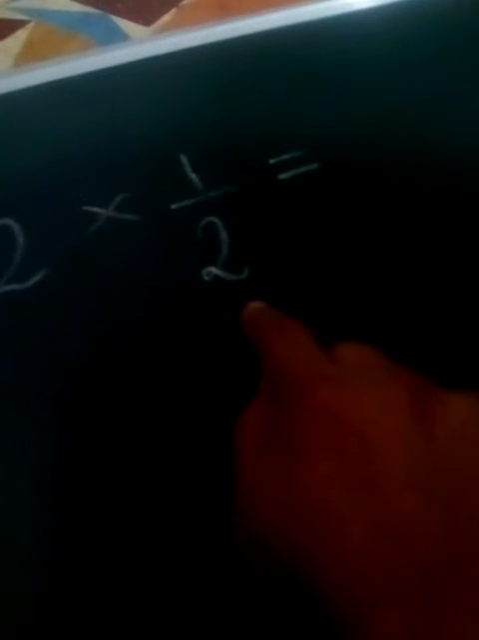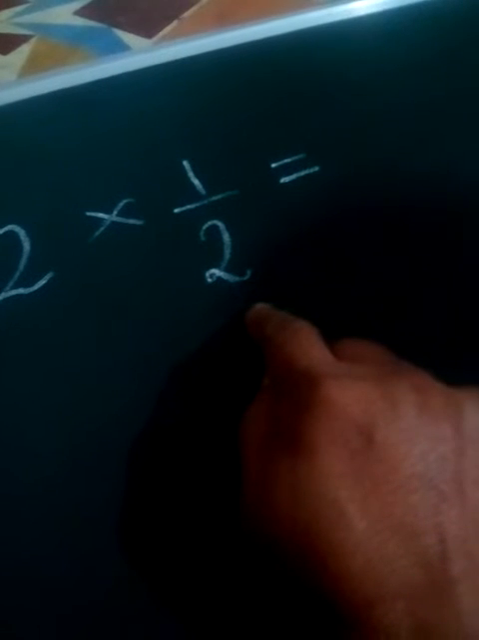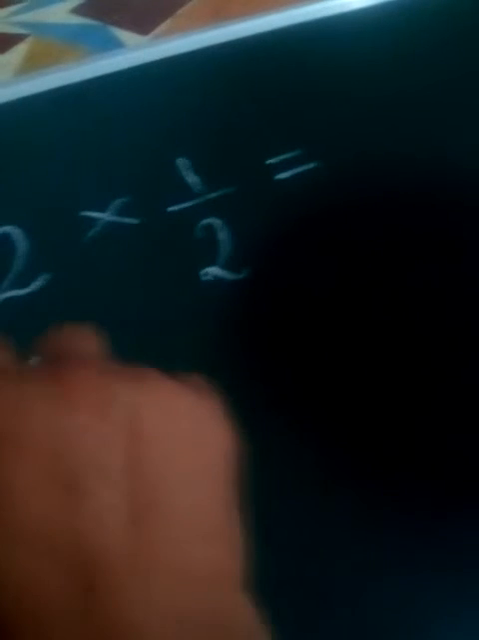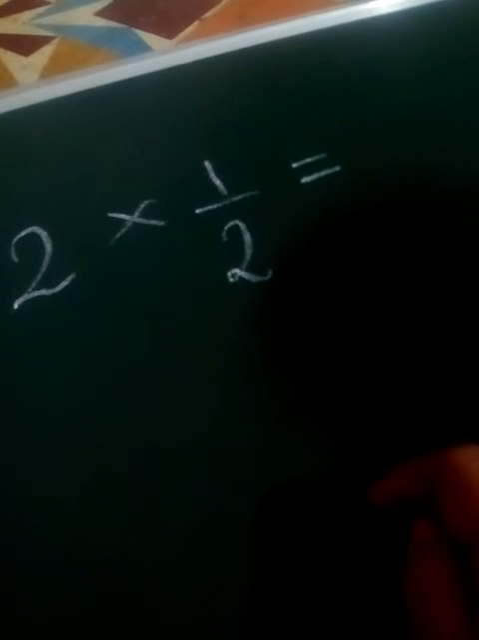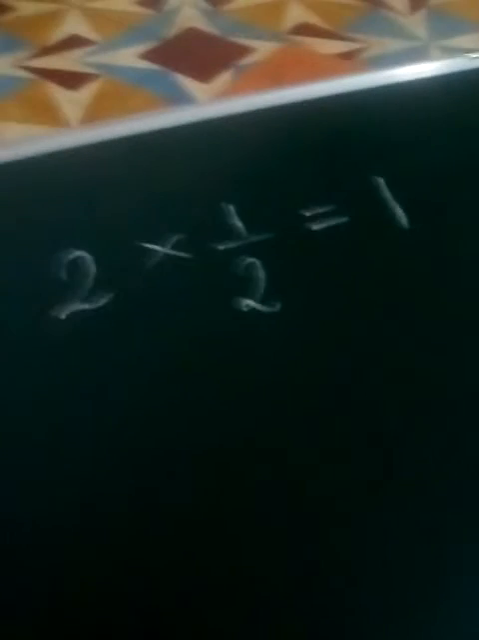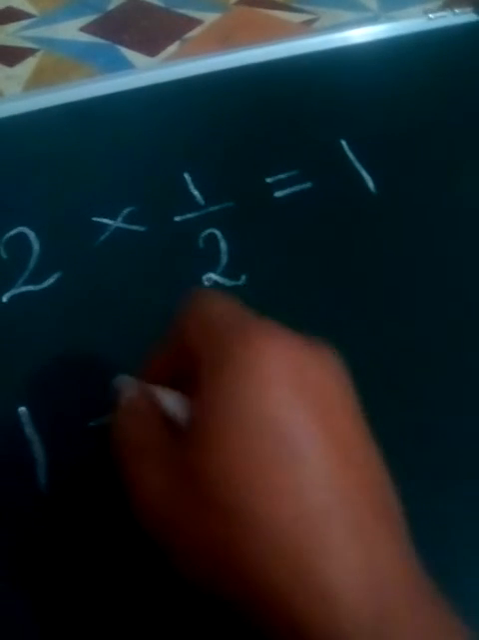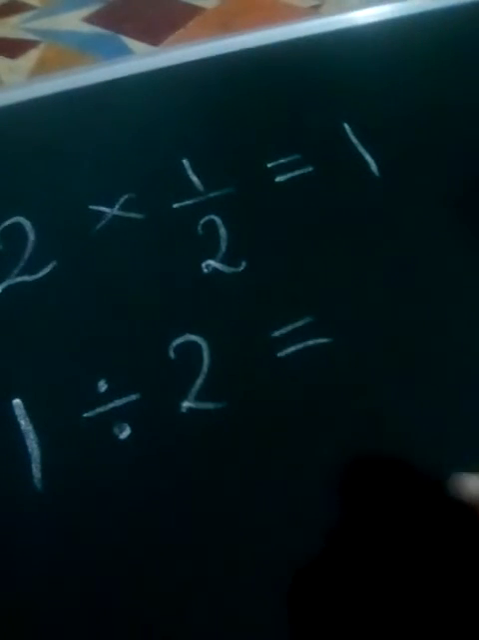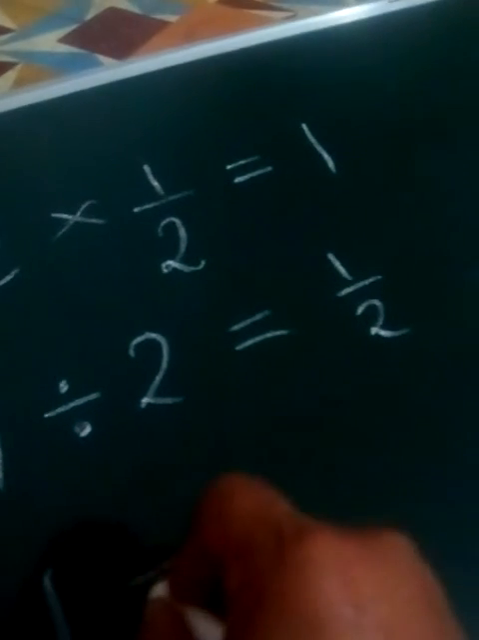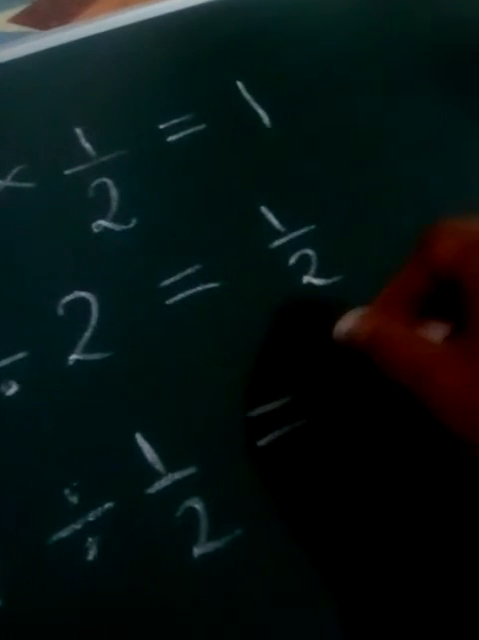How to think? 1 by 2 in normal language, what do you say? Half. 1 by 2 is half. Yes. And half of 2 is what? 1. Half of 2 is 1. So 2 multiplied by 1 by 2 is 1. So 1 divided by 2 is what? 1 by 2. And 1 divided by 1 by 2 is what? 2.